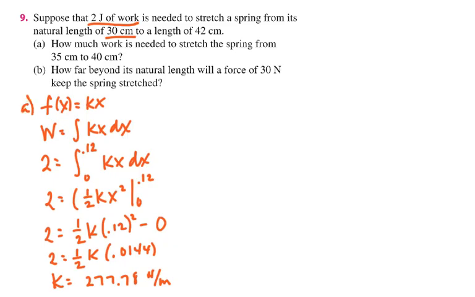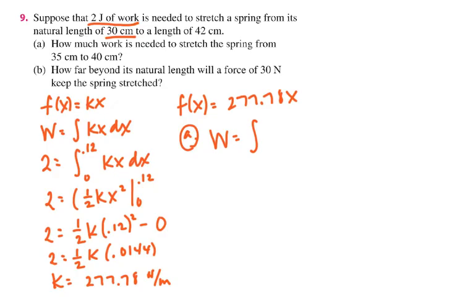So now we're going to do the second part of this, part A actually. Now that we found that, we're going to say f of x equals 277.78x. So part A says how much work is needed to stretch the spring from 35 centimeters to 40 centimeters. Well, the natural length is 30, so 35 is 5 centimeters away, that's 0.05, to 40 centimeters is 0.10, and our equation is 277.78x dx.